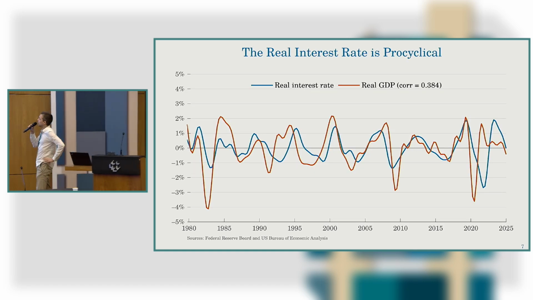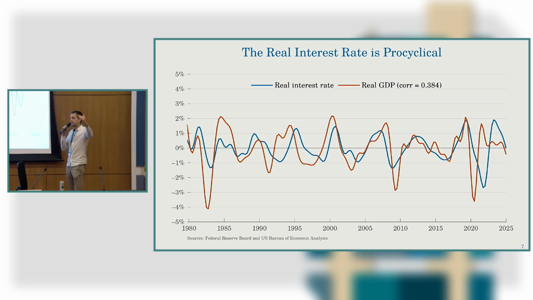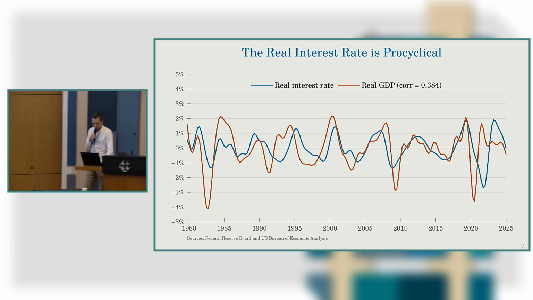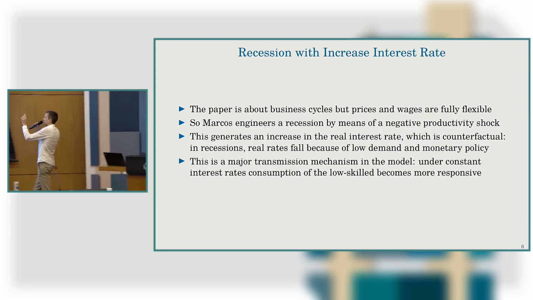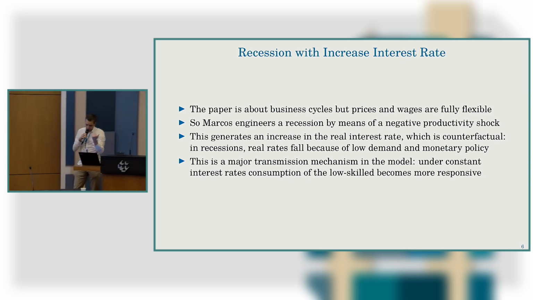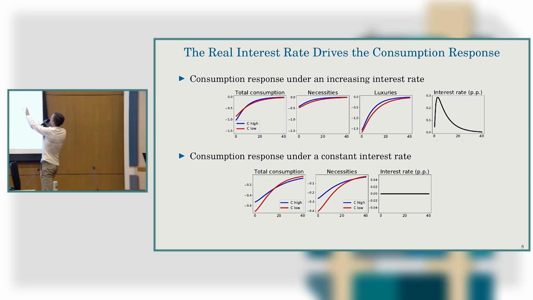Here I'm plotting detrended real GDP in the US and the real interest rate, also detrended. You see that there's a positive correlation. The real interest rate tends to fall in recessions, precisely because demand is low and the central bank is lowering the nominal interest rate. And that's a key transmission mechanism in the model, because you need an increase in the interest rate to generate a response.